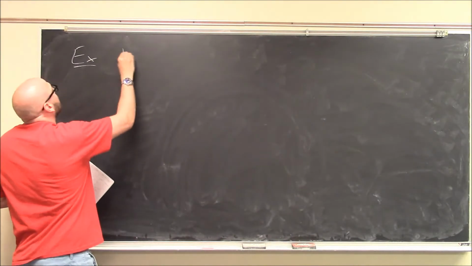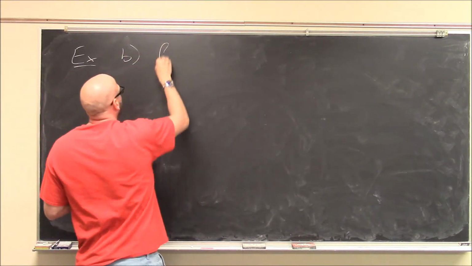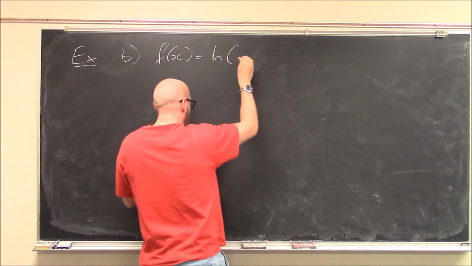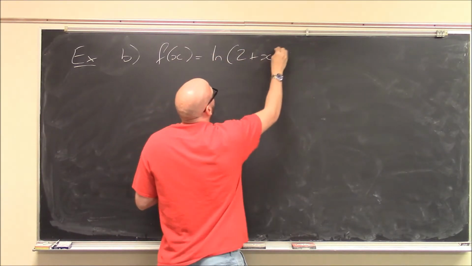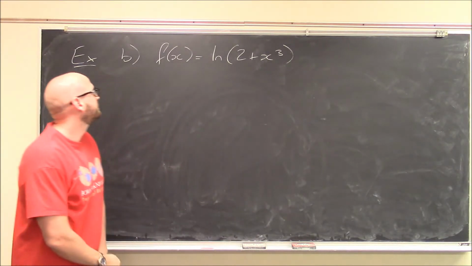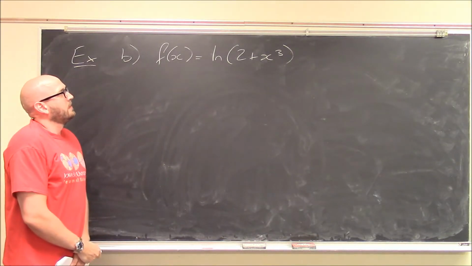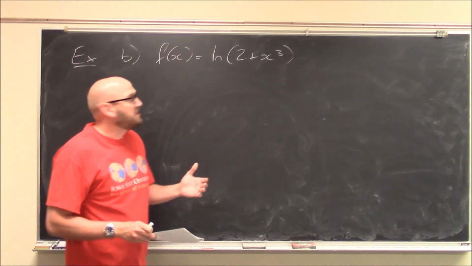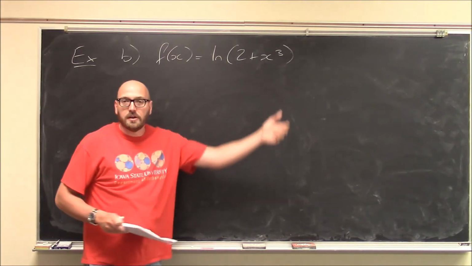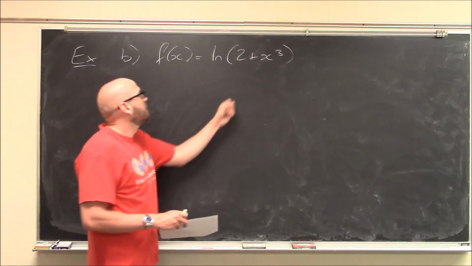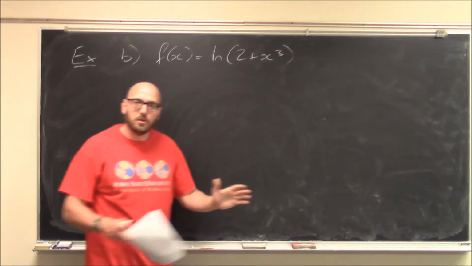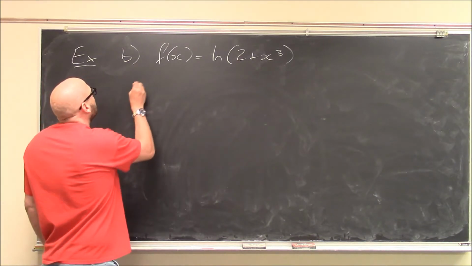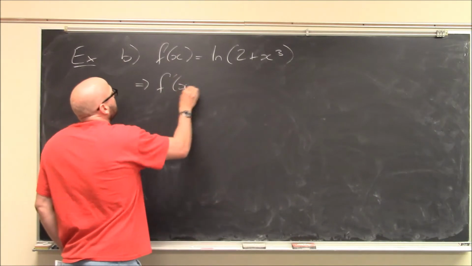Alright, here's B. Let's say f of x is ln of 2 plus x cubed. Well, if you want to simplify here, you might be tempted to, but there is no simplification I can do, right? Logs of products and logs of quotients, I can break them up, but logs of sums and differences, there's no rules here. I cannot break this up. But that's okay, because differentiating it shouldn't be too bad.